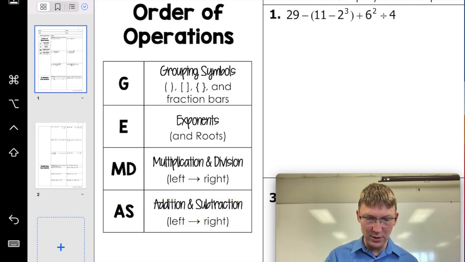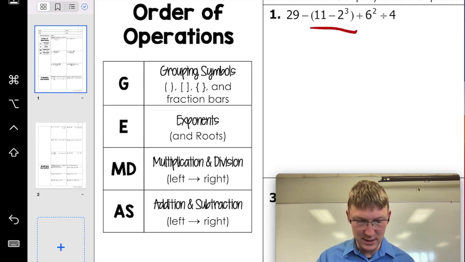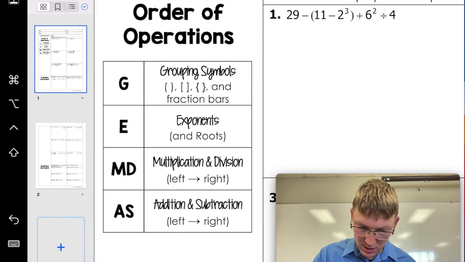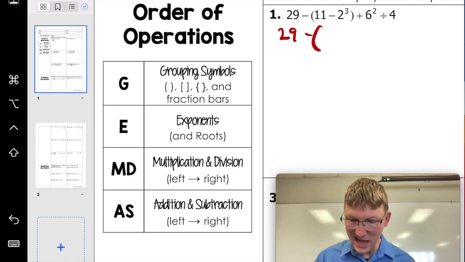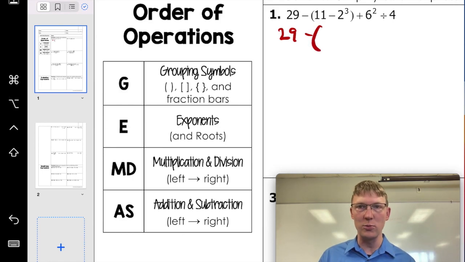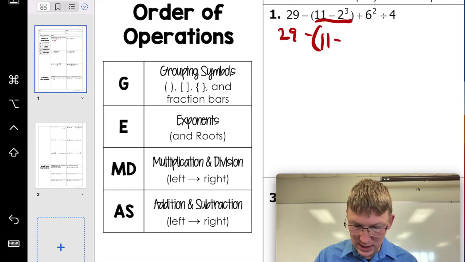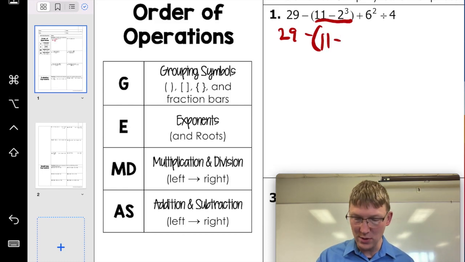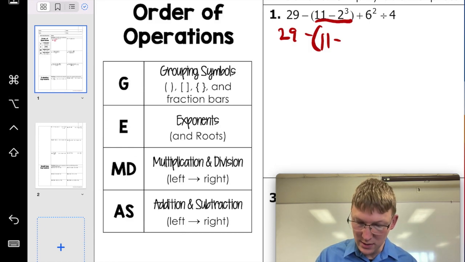So let's do a couple of these, see what it actually looks like. Here on number 1, first things first, we see our grouping symbol, so we're going to do that first. I'm going to bring the 29 down, not touching it. Then we do everything inside of the grouping symbol first. Inside of this grouping symbol, we've got an exponent. So I'm not going to touch the 11. We're just going to do the exponent. So 2 times 2 times 2. 2 times 2 is 4. 4 times 2 is 8. So we've got 8.